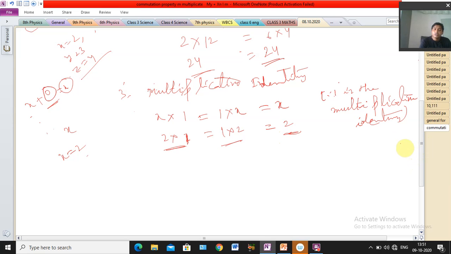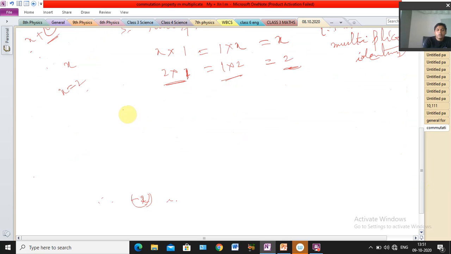But for addition it was 0. 0 is the additive identity, but for multiplication we are taking 1. That is the difference. Try to understand. Because if we put 0 here, 0 into something means that value will be 0. So that's why. Clear? Understood? Next.